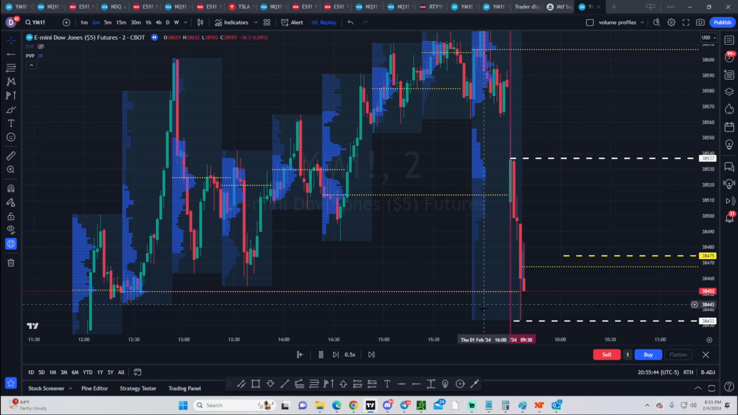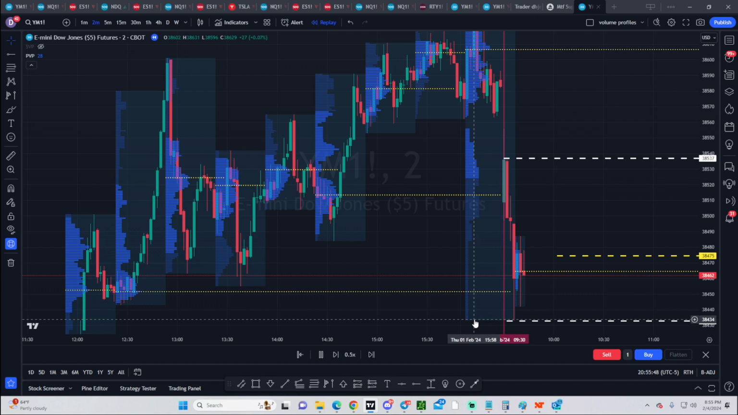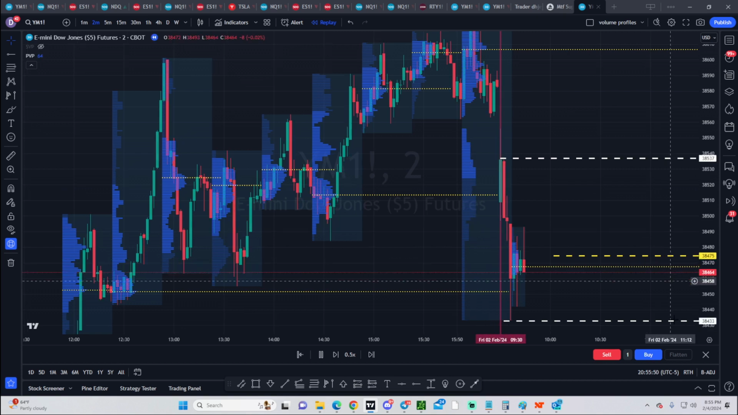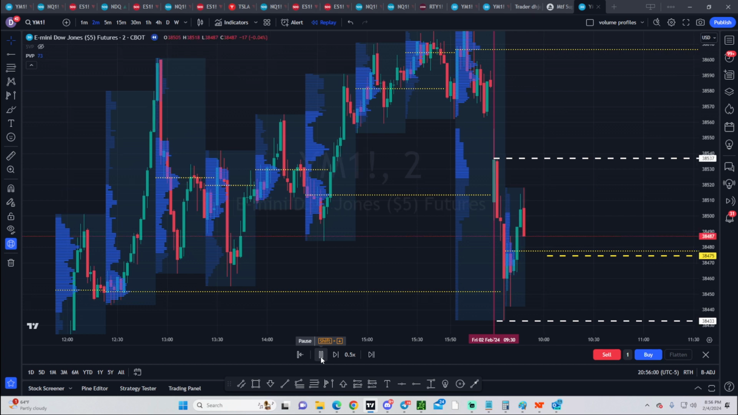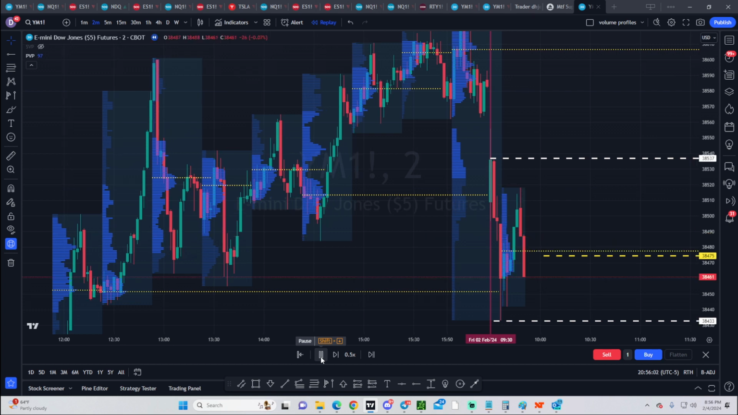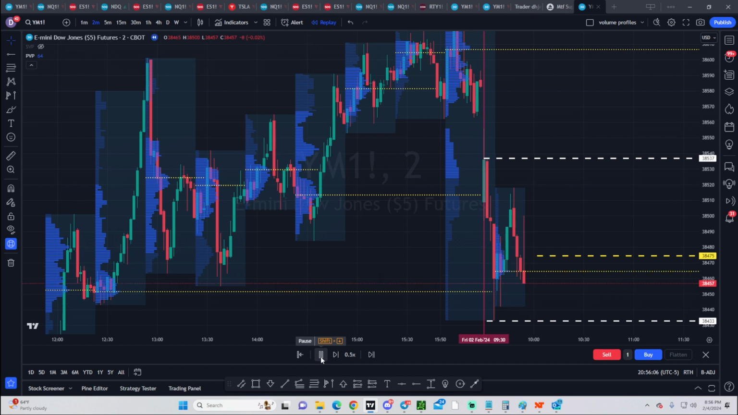That's the high. This is the low. Now you can see the candles printing. See the POC moving. It goes up. POC on the bottom. Goes below it.